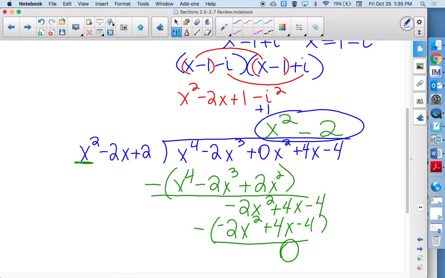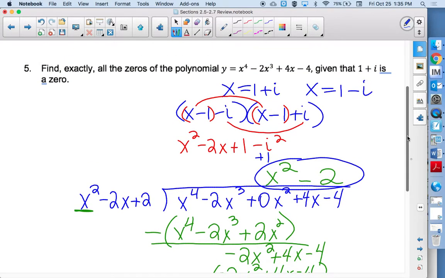So what's left up here? What does that tell me about the equation? That equation represents the other zeros. Yeah, that represents my missing zeros. So if I set that equal to 0 and take the square root, I now know that I also have zeros at plus or minus square root of 2.